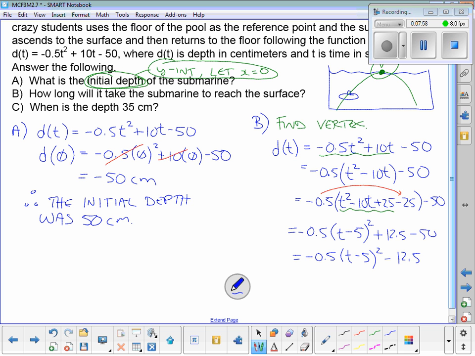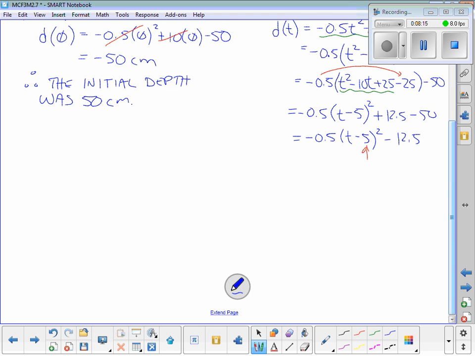All right. So the question was how long? Well, we know that our t value is time. Okay, so t is our time. Right there, it says it in the question. So that's when the vertex will occur. So our answer to this question is, therefore, after 5 seconds, the sub will surface.